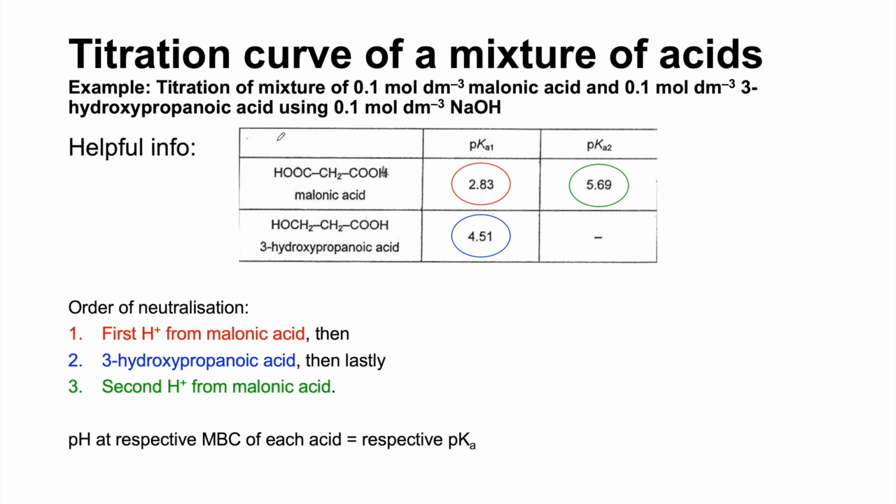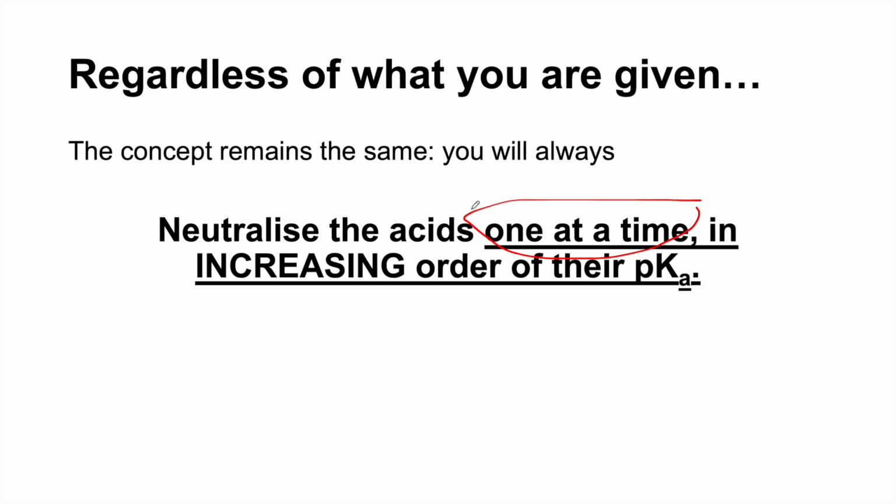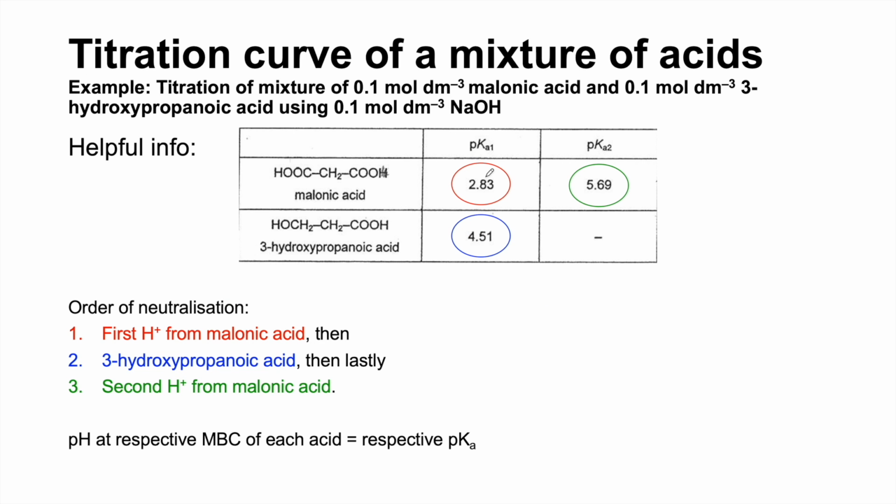I've given you the structure over here of the various acids, and I've also identified the pKa's. Remember what I said about increasing order of their pKa. That means that this group with the lowest pKa will be neutralized first, then this group, then this group. So what does this example prove? It is not the case that malonic acid, just because it has a stronger pKa1, will be neutralized first, then this one, then this one.